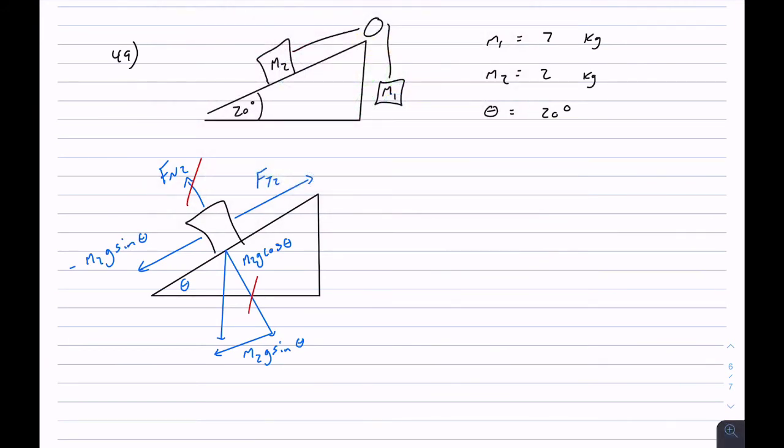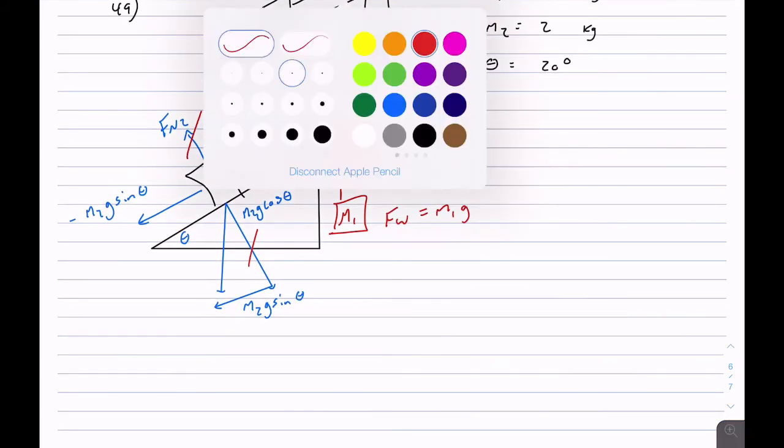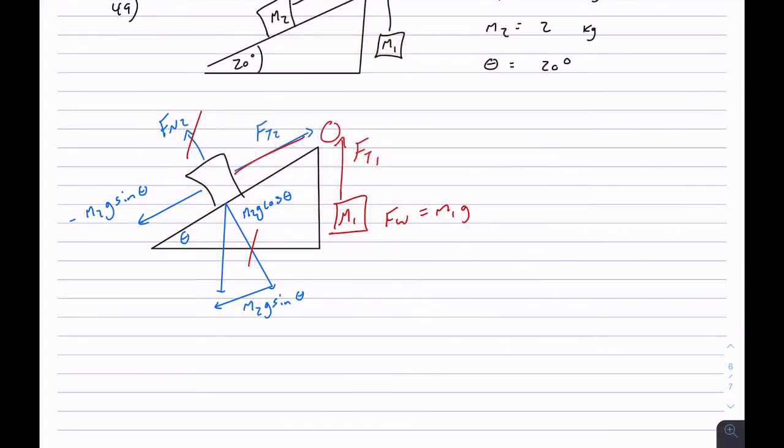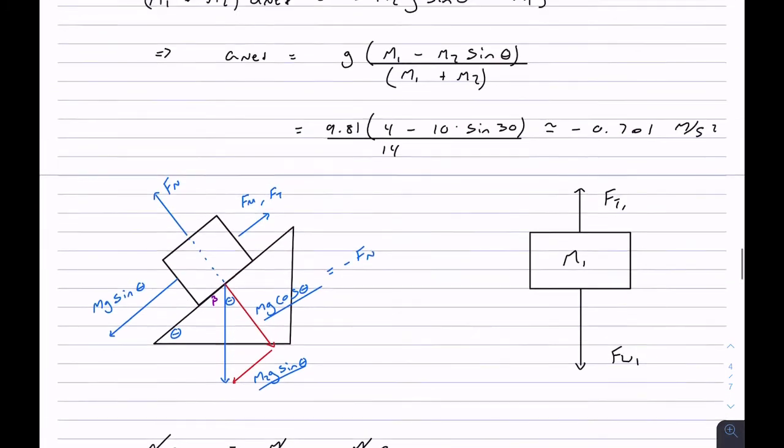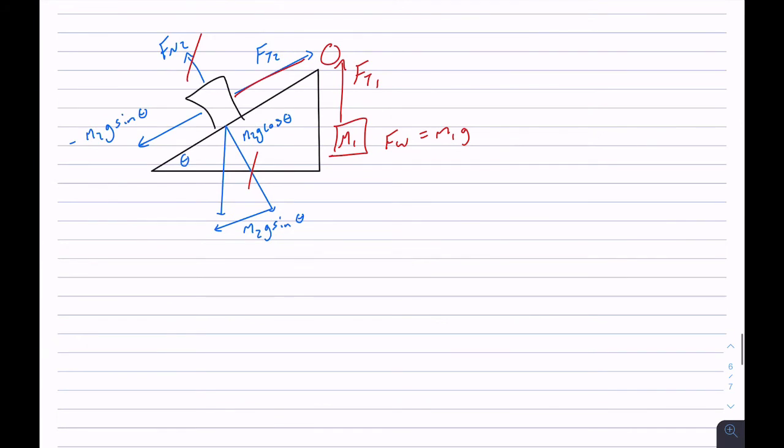Also, let's call this here tension force, and the tension forces are also going to cancel. So that leaves us with M1, whose weight force is M1 g. Okay, so that's a really quick, sloppy version of what I had done earlier. So we need to find the net acceleration.